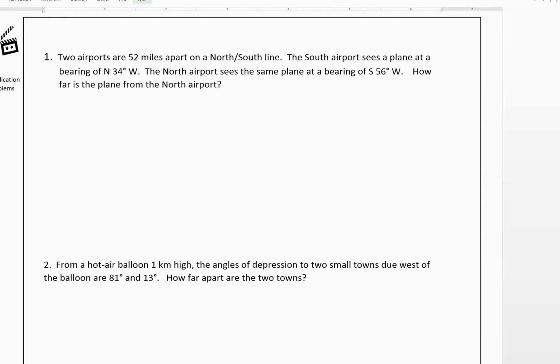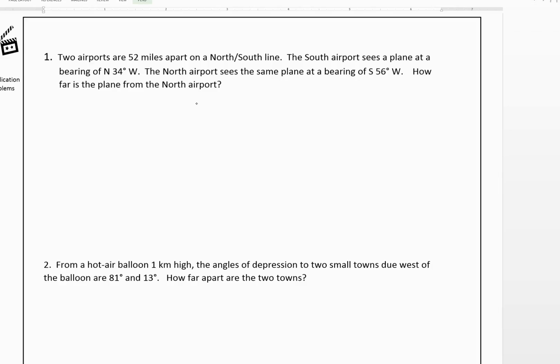Now we're going to work through two application problems. So this first one says two airports are 52 miles apart on a north-south line. The south airport sees a plane at a bearing of north 34 degrees west. The north airport sees the same plane at a bearing of south 56 degrees west. How far is the plane from the north airport?